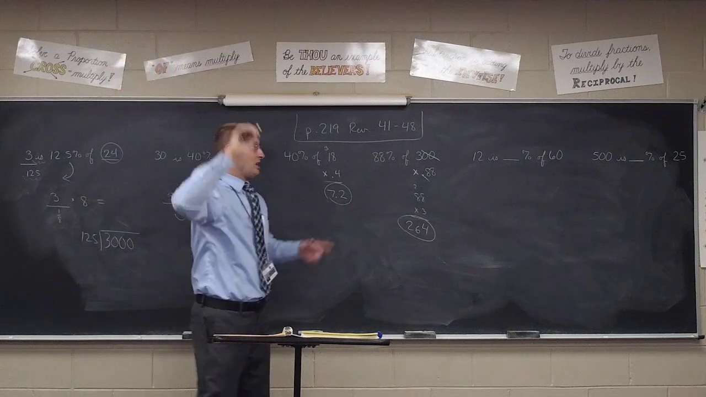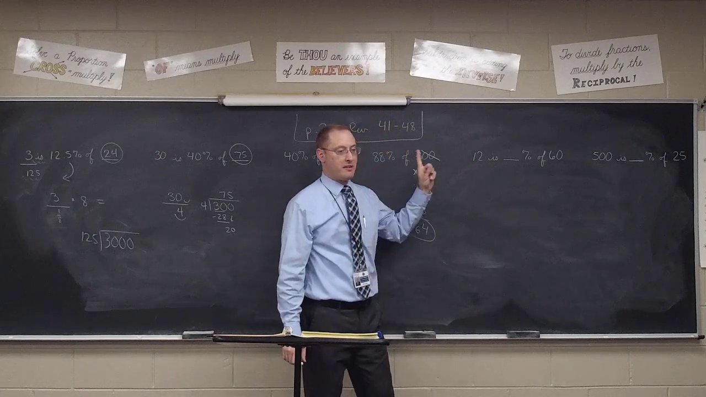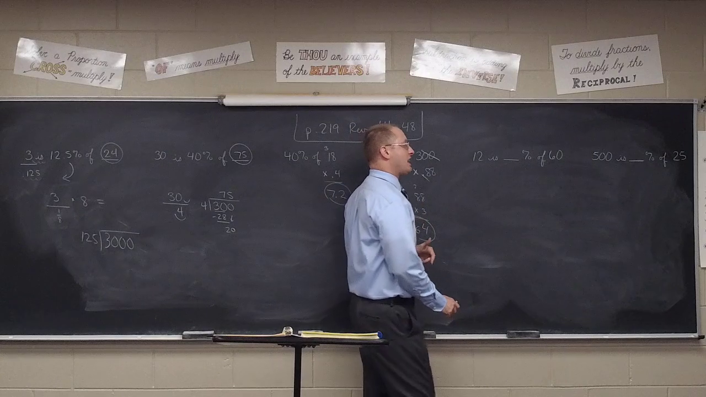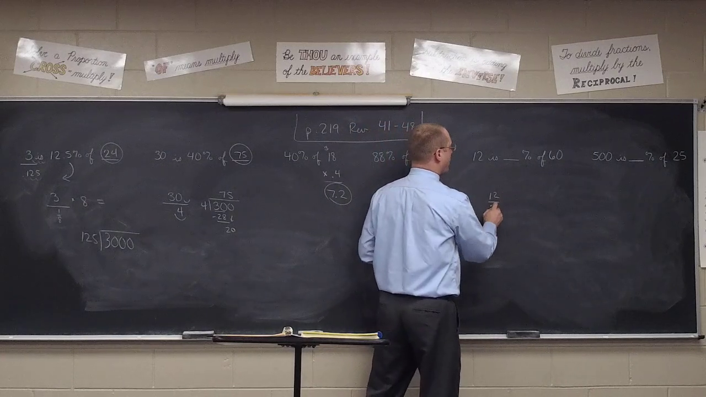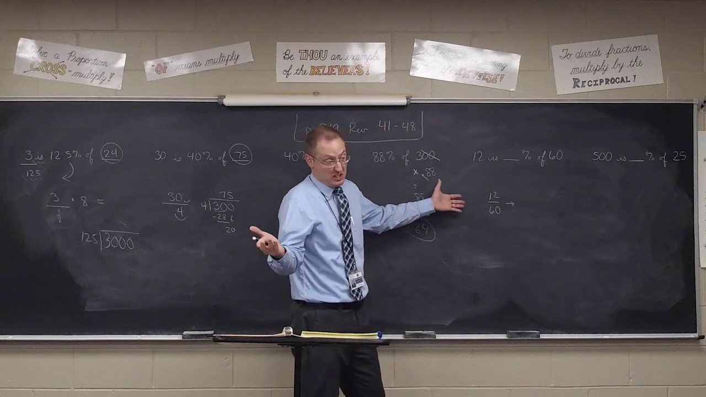All right, look at the next one. Do I multiply, class? No. I divide, don't I? I make a fraction. Anytime you find a percent, you make a fraction. In this case, what is the fraction I need to set up? 12 over 60. But I can reduce that, right? I can cut both of those in half, for instance.